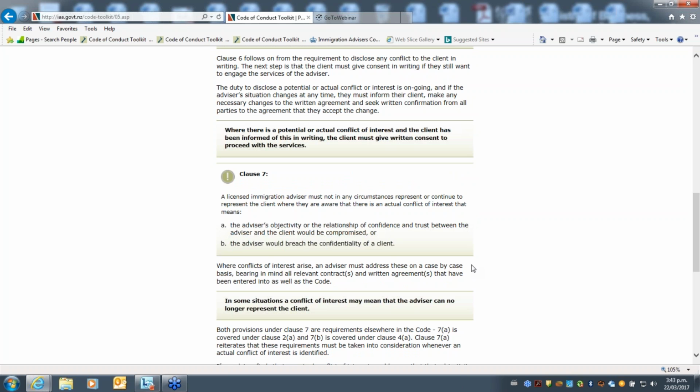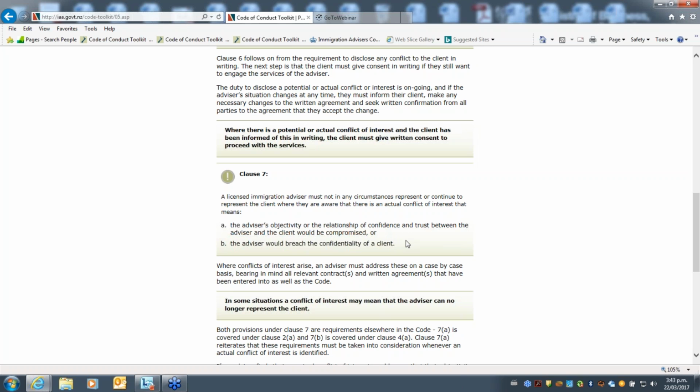So under clause 7, a licensed advisor must not in any circumstances represent or continue to represent the client where they are aware that there is an actual conflict of interest. That means the advisor's objectivity or the relationship of confidence and trust between the advisor and the client would be compromised, or the advisor would breach the confidentiality of a client. So you need to consider this. If you would breach the confidentiality of a client, then you can't act for them. You can't act in this situation.